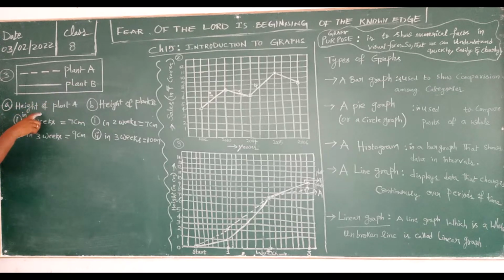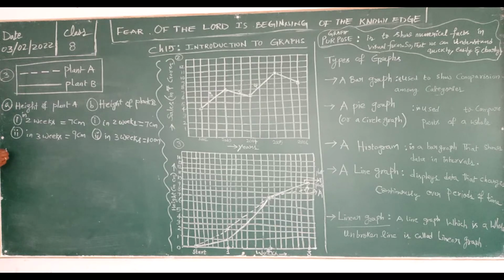So now, plant A at 2 weeks has a height of 7 centimeters. Plant B also at 2 weeks has a height of 7 centimeters. That is what I said: in the second week, both heights are the same. So now in the third week, plant A is 9 centimeters, the dotted line, and plant B, the straight line, is 10 centimeters in 3 weeks. I hope you all understood that. Okay, let's move on to the next one.